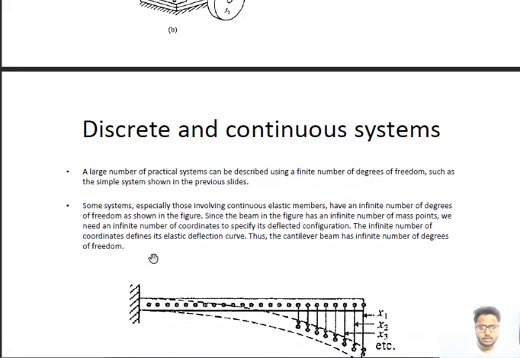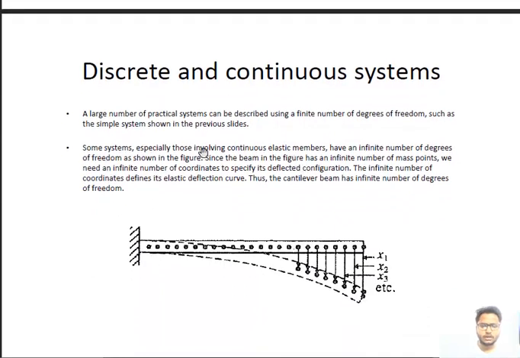The next one is the discrete and continuous system. In this example, a large number of practical systems can be described using a finite number of degrees of freedom, such as the simple systems shown in the previous slide. Some systems, especially those involving continuous elastic members, have an infinite number of degrees of freedom, as shown in the figure, since the beam in the figure has an infinite number of mass points. So this beam can have infinite, which are continuous. At every point there is a mass, and every mass will have a displacement which is independent.